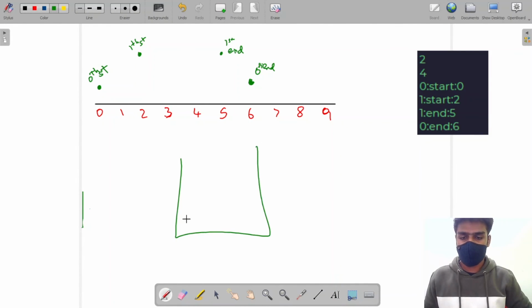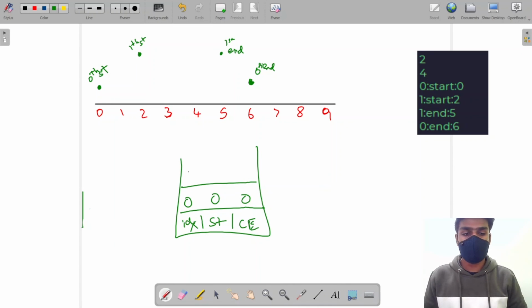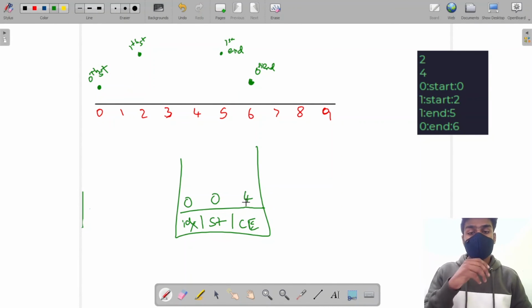Alright, so I will create my stack again: index, starting point, and child execution. So what will these three things do? Index is 0, starting is 0, right? Child execution is 0. So now we will go for 1, starting is 2, and child execution is 0. Now 1 will end. So when 1 ends, I will pop this out and add 4 inside my child execution. So this is what we are doing there, right? And we are popping down.